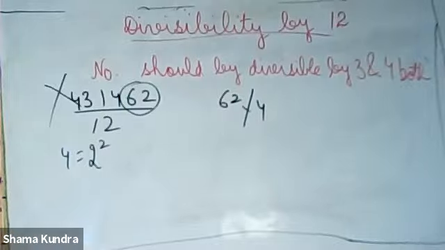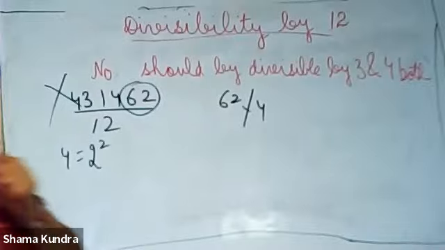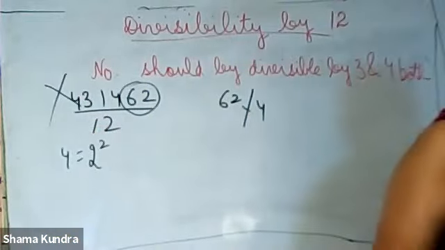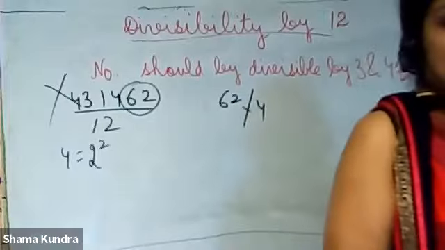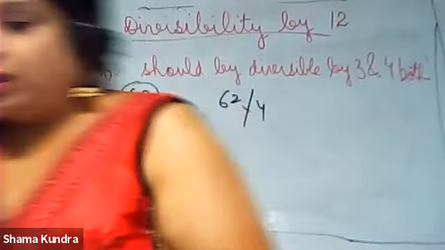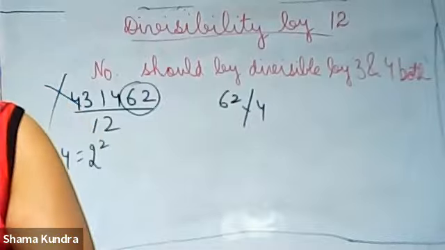If it is divisible by 4, then we go for 3. We check for 3. If it is divisible by 4 and it is divisible by 3, only then it is completely divisible by 12. Otherwise, not.